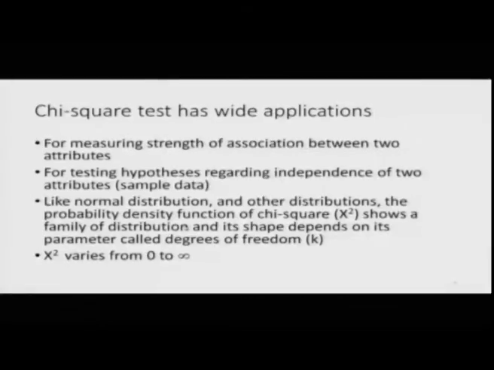Why? Because like Poisson distribution is a family of distribution with one parameter lambda, chi-square also has a parameter which is called degrees of freedom k. Chi-square is a family of distribution with degrees of freedom k, and it varies from 0 to infinity. It cannot take a negative value. If you ever find that your chi-square is negative, just check the calculations again, because chi-square means square of something and square of negative numbers is also a positive number.